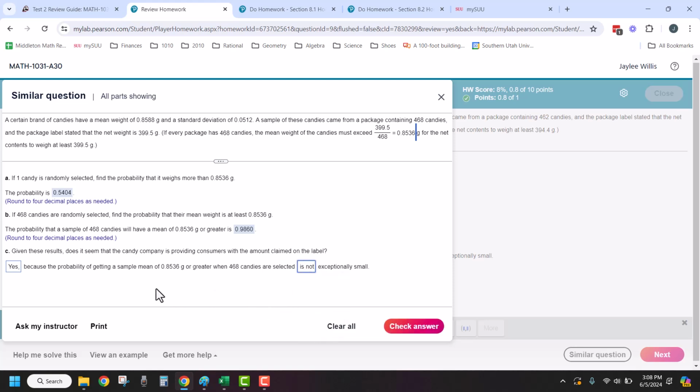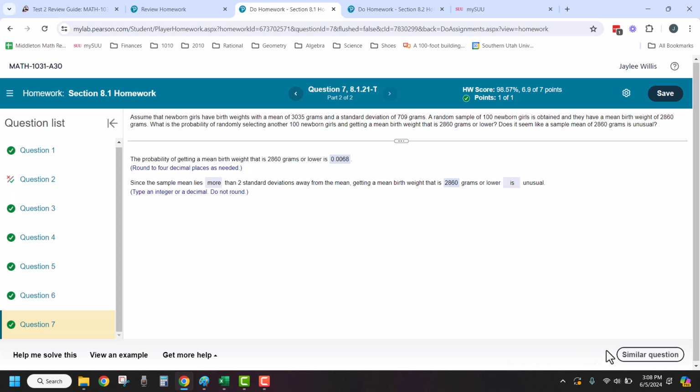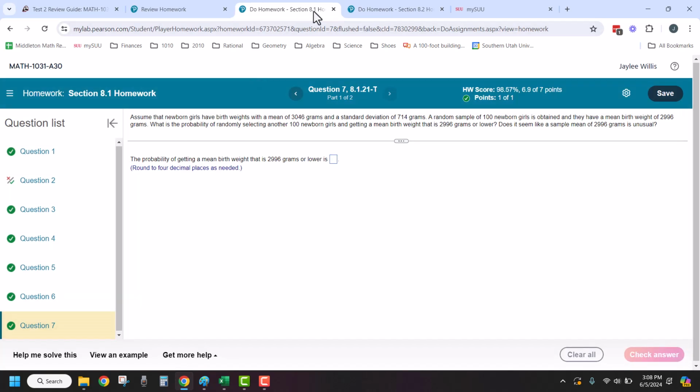We would say that it's not exceptionally small, because 98% of the time it is going to be greater than that. So that's how you would do that question. Now, I also want to do a question from section 8.1 that is also based on the central limit theorem.